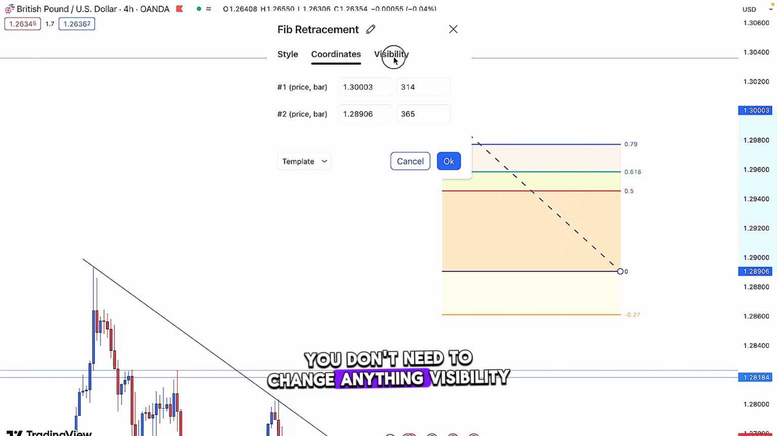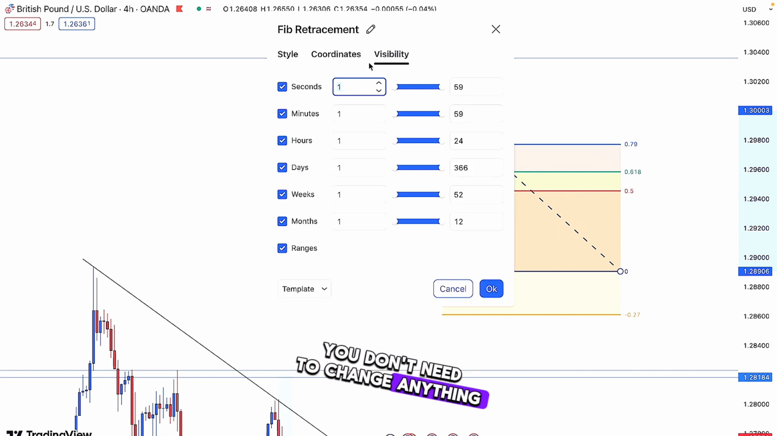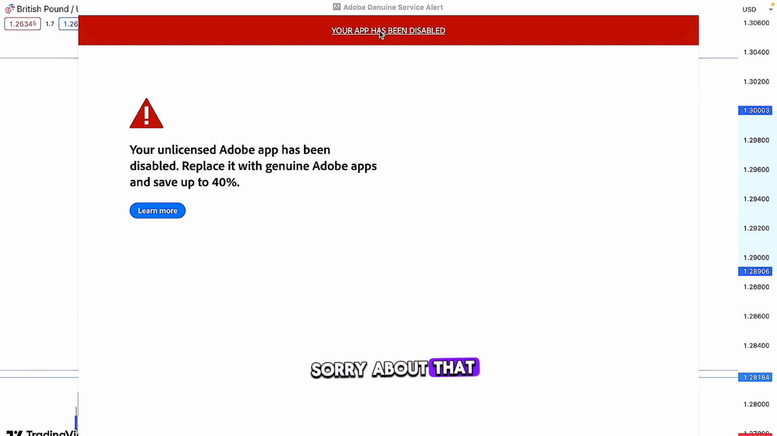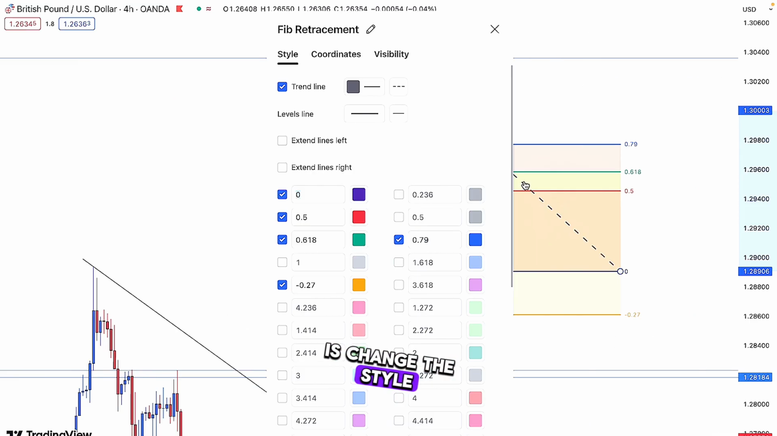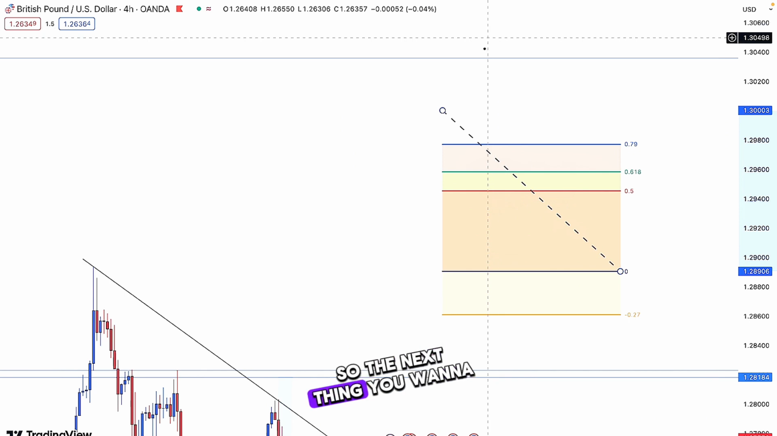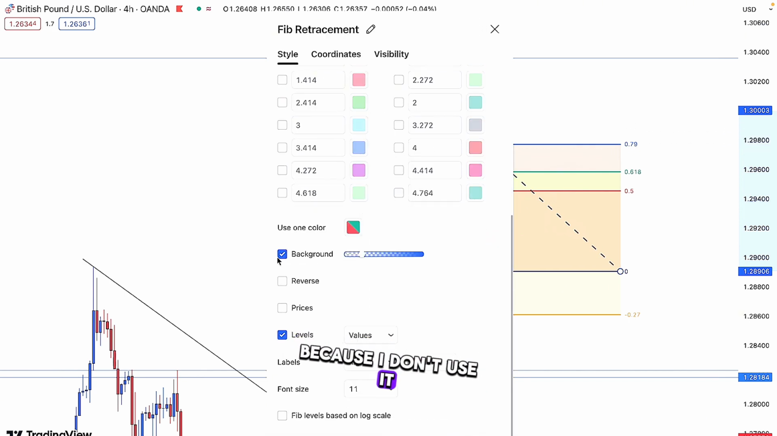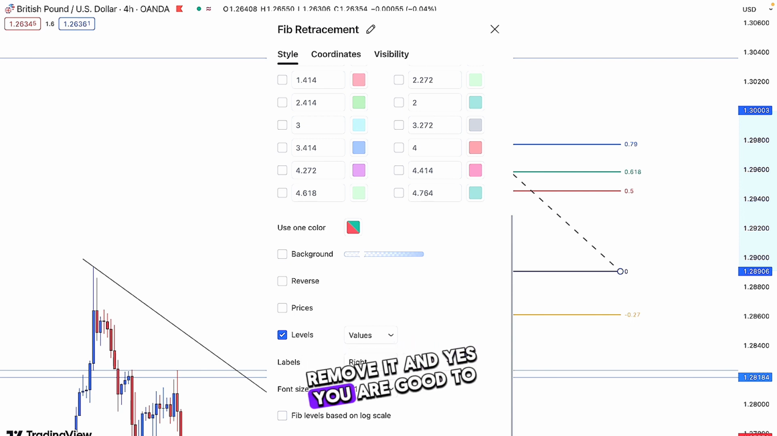You don't need to change anything. Visibility, you don't need to change anything. All you just have to change is the style. Sorry about that. So the next thing you want to do is simple. I'm going to remove this background because I don't use it. Remove it, and yes, we are good to go.